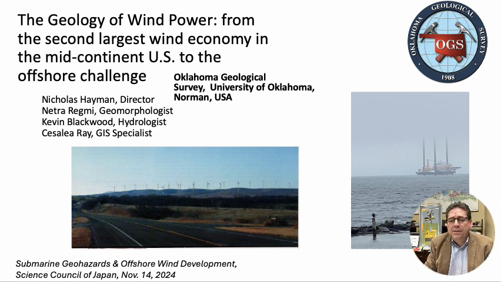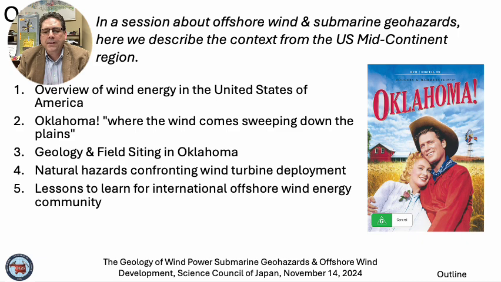And what I'd like to do in this talk is try to connect some ideas about onshore and offshore wind geosciences, starting with an overview of wind energy in the United States, and then zooming in on Oklahoma, as the famous musical says, where the wind comes sweeping down the plains. Then we'll look at geology field siting in Oklahoma and think about how we use geology to consider how these are deployed. Look at the natural hazards, and then try to connect some lessons between the two. And you'll see at the bottom right of the slides, where available, there will be some index to where in this talk we are, from 1 through 5.